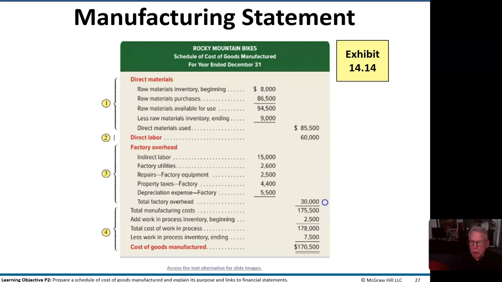So we add those three pieces together, direct materials, direct labor, factory overhead, and that comes out to our total manufacturing costs of $175,500. Then we add our work in process beginning to that, and that gives us our total cost of work in process. We back out the work in process ending inventory, and that gives us the cost of goods manufactured.